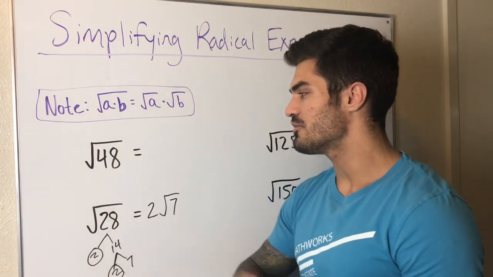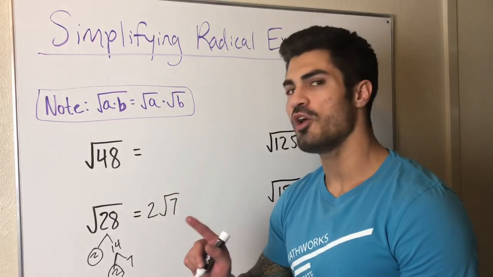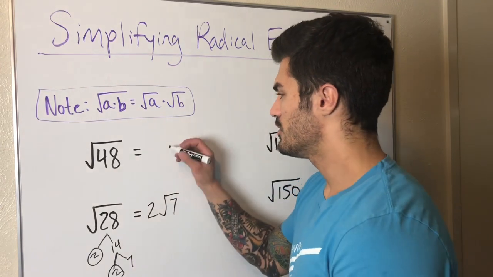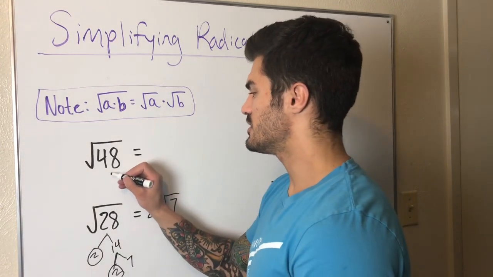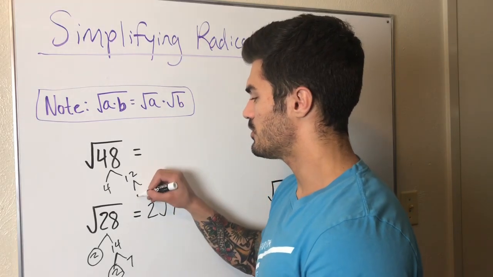Let's see, I could definitely take a 4, that'd be 4 times 12, but then the 12 I could break down again, right? So let's see, what am I really looking at here? 4 times 12, and the 12 is what? 4 times 3.